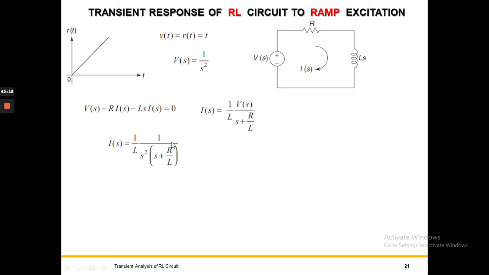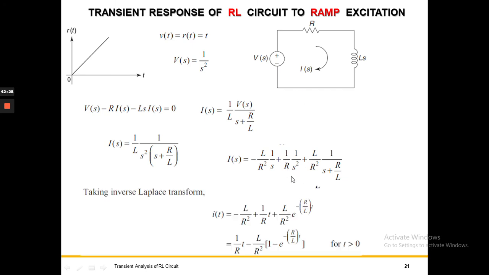So this has to be partial fractioned to take the inverse Laplace transform of I of s. So you will be getting an expression like this. Take the inverse Laplace transform. The inverse Laplace transform of 1 by s is unity. The inverse Laplace transform of 1 by s square is ramp, t. The Laplace transform of a ramp is 1 by s square.